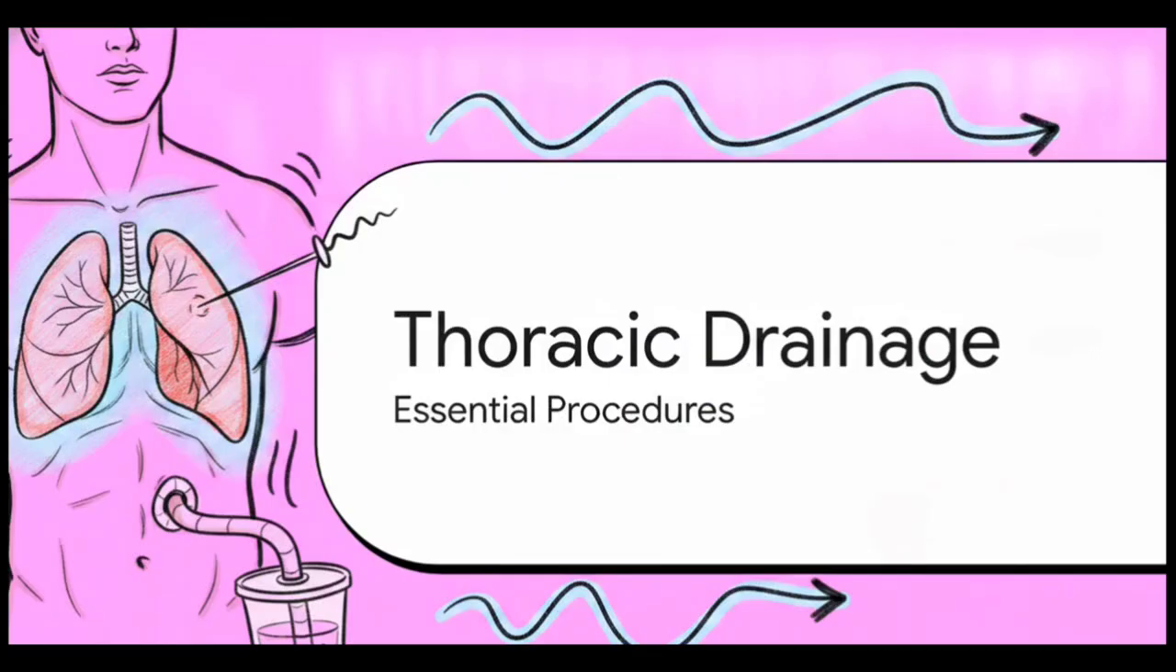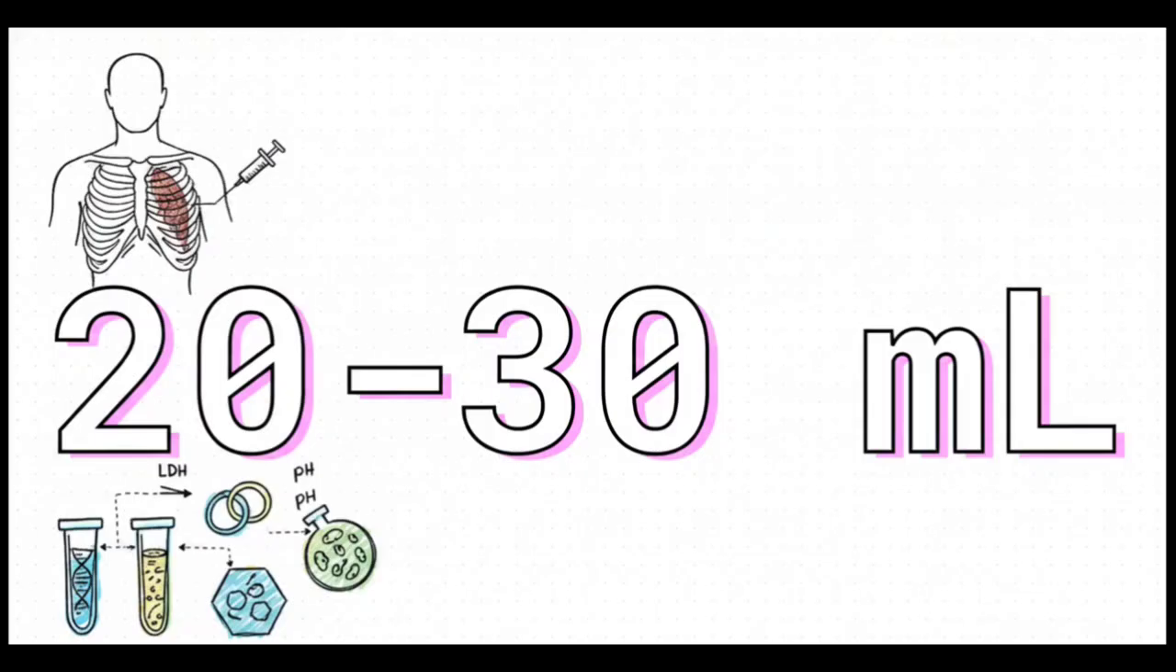All right, shifting gears to Section 3, Thoracic Drainage Procedures. Thoracentesis and tube thoracostomy are your absolute go-to interventions for getting pleural fluid, blood, or air out of the thoracic cavity. Listen closely because this exact number pops up all the time.